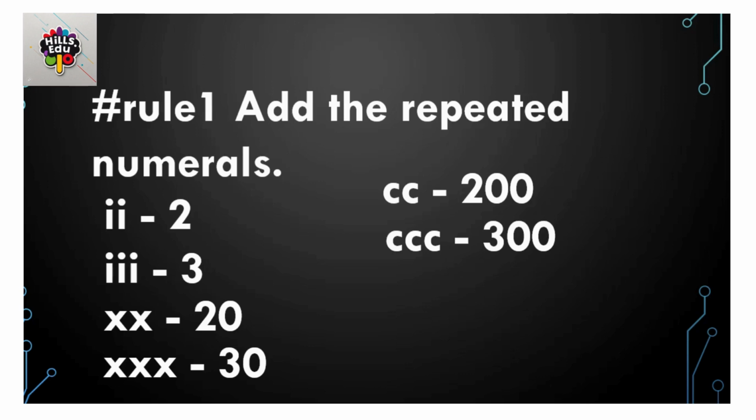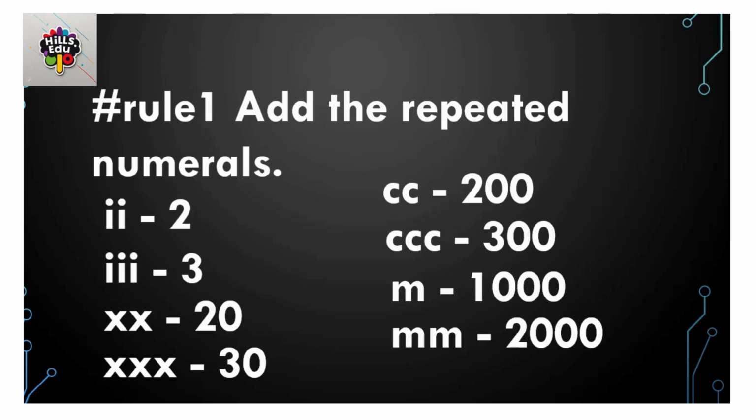Okay. Now the next letter you can repeat is M. M represents 1000, and so when you have MM, it gives you 2000, and when you have MMM, it gives you 3000. 1000 plus 1000 plus 1000 gives you 3000. These are the letters that you could repeat, and you don't repeat them more than 3 times: I, X, C, and M.